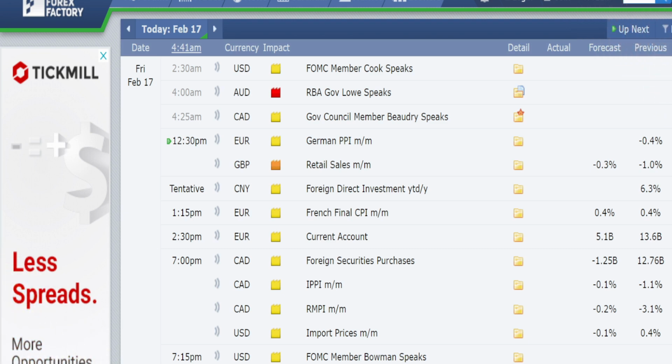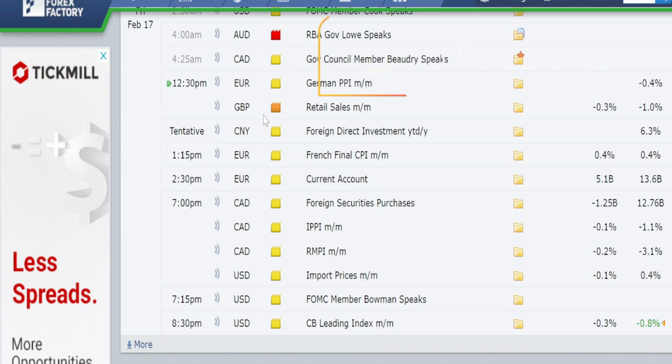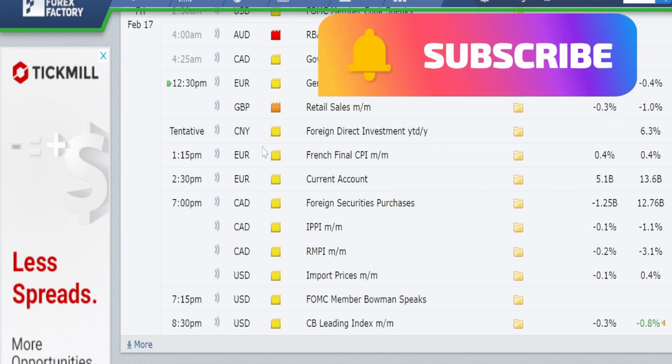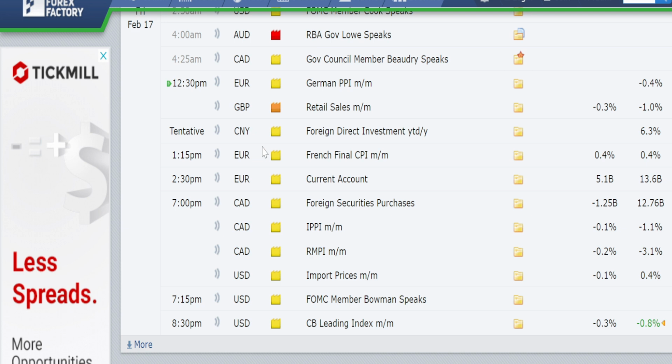So when we look at the events plan for today, it is Friday, February 17th. At 4 a.m. we have high impact news planned for Australian dollar related currency pairs, and at 12:30 p.m. we have medium impact news planned for British pound related currency pairs. Otherwise we don't have any high or medium impact news planned for any of the major currency pairs. So today we can expect low volatility in the market.